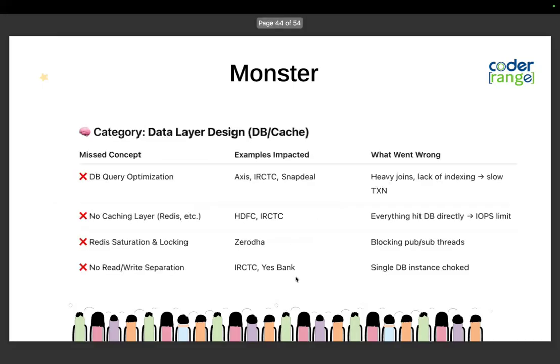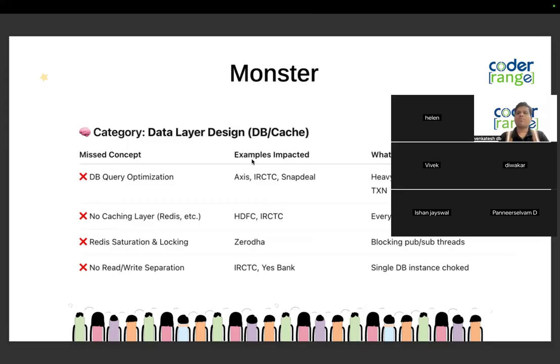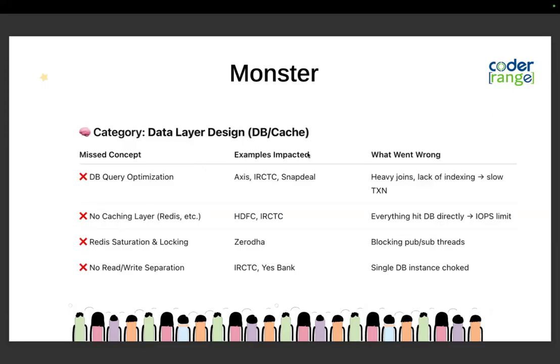So there are many issues. Still you can see some of the banks, some international organizations, some of the rich companies and rich products in India still have data layer design problems in the DB because of heavy joins and lack of indexing. There's no caching layer. Even now you see a lot of caching layers, but only some of the bigger products have them. Every time they hit the DB, yeah, they use Redis. Redis also will have starvation, and there's no separate read and write separation, and this has been improved in some of the systems now. Yeah, the majority of the systems are improving it.